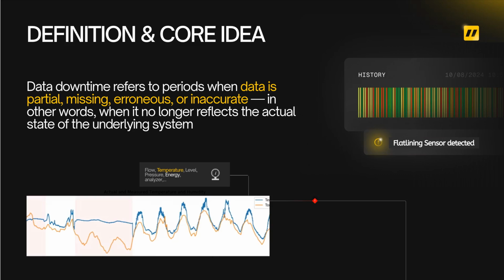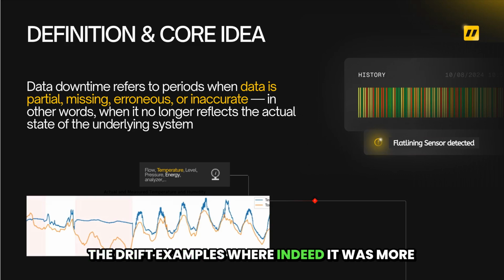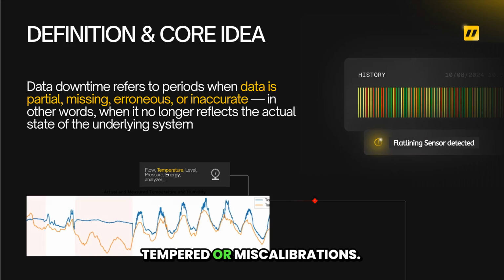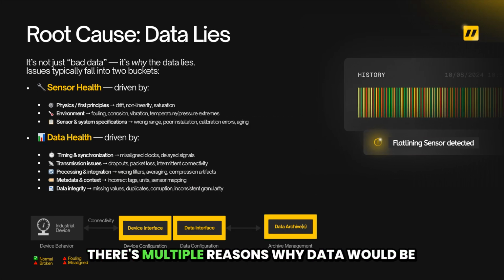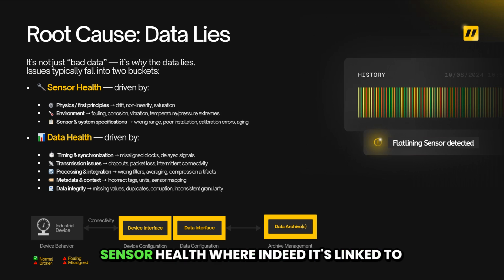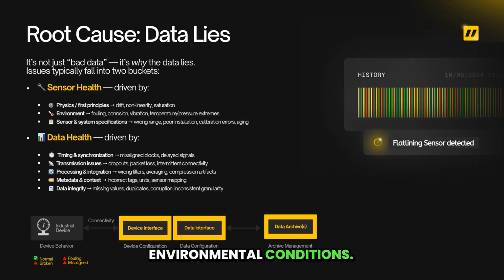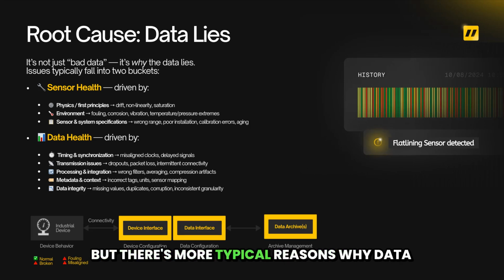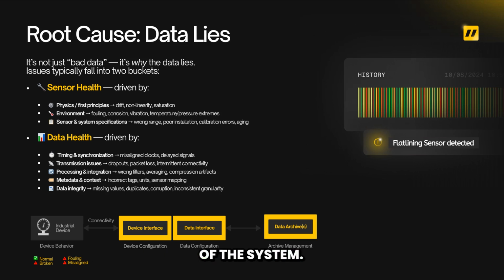Now, the drift examples were more related to aging, fouling, degradation, tampering, or miscalibrations. There are multiple reasons why data would be lying or not really reflecting the actual state. And drift is more linked to sensor health, where it's linked to the physics, first principles, or the environmental conditions. But there are more typical reasons why data is not really representing the actual state of the system.